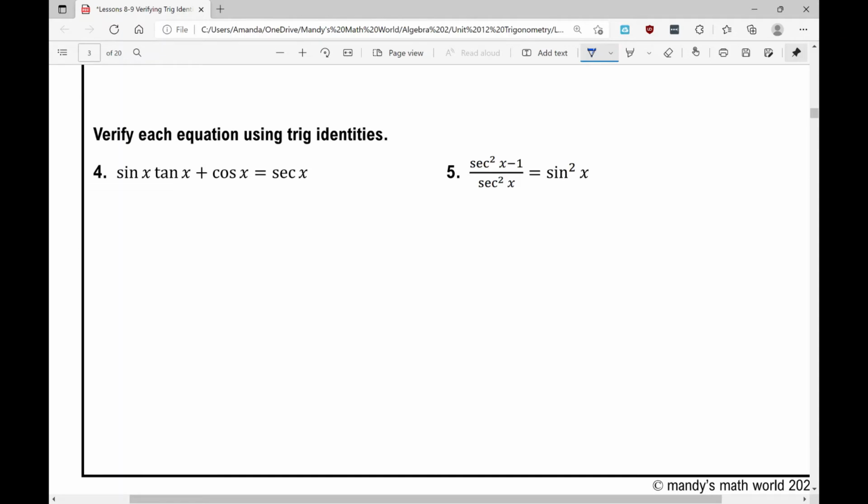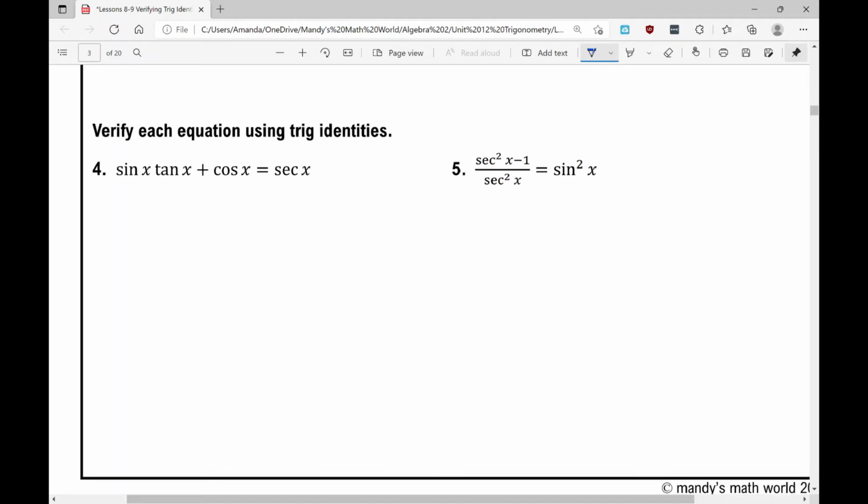We're going to be doing that in these equations, and sometimes you might have to simplify the expressions on both sides of the equal sign. Let's start with example number 4. In example number 4, we have sine x times tangent x plus cosine x equals secant x. Where's the complicated side? It's on the left. Let's start with that first.